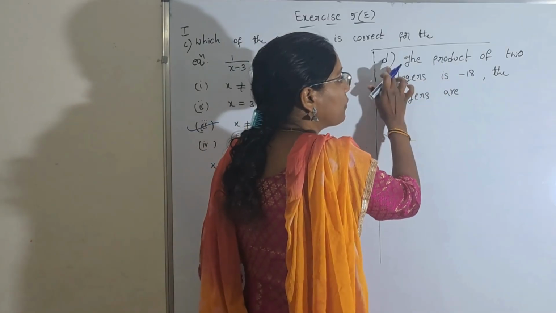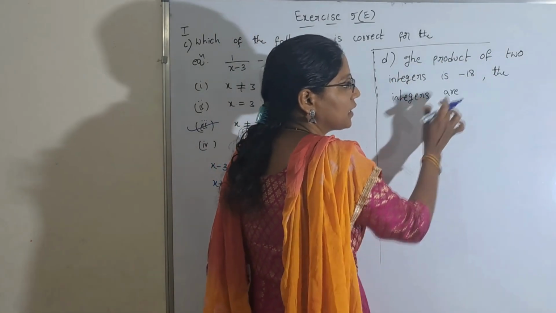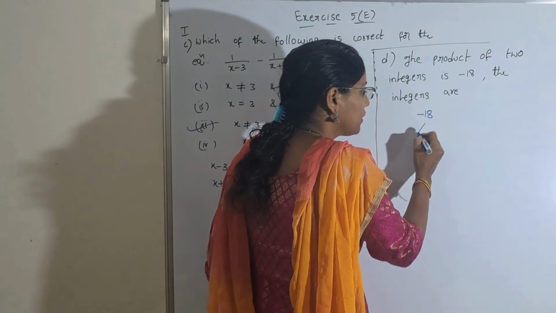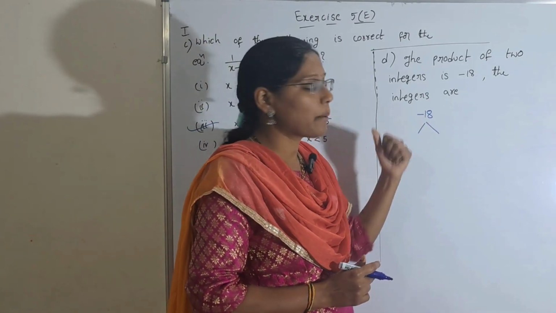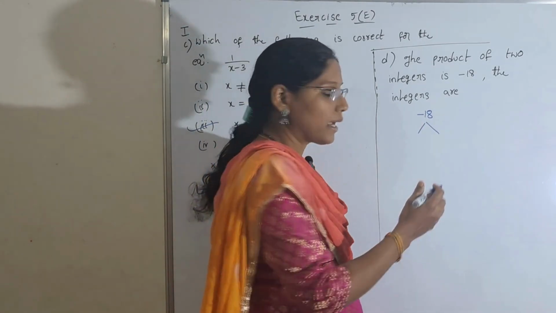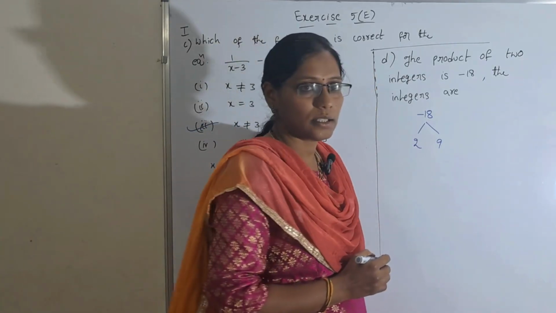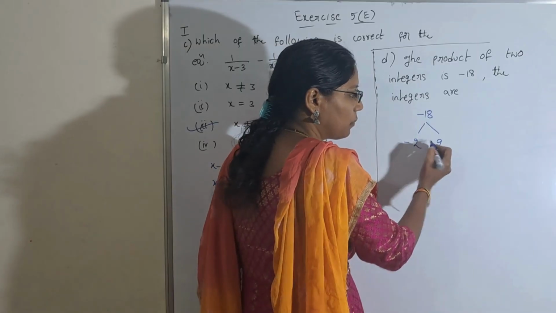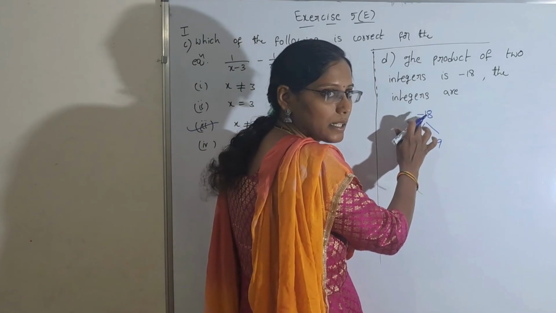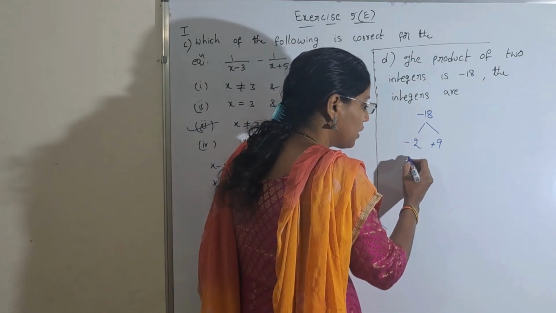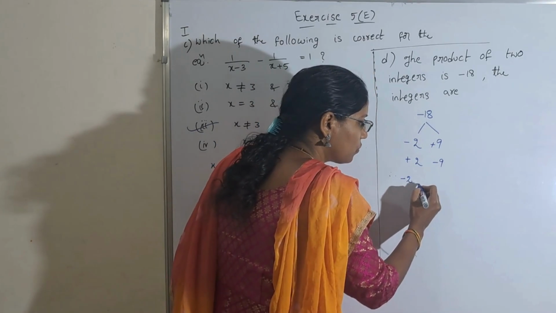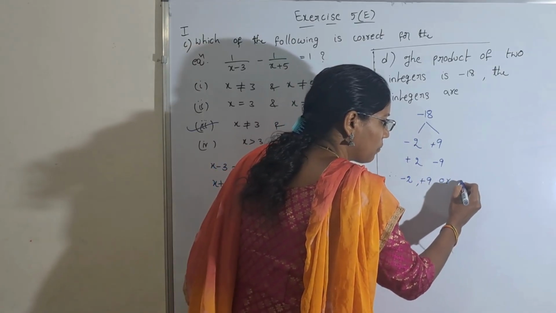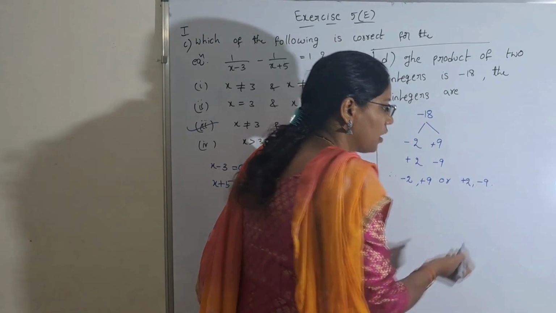Next, the D problem: the product of two integers is minus 18. Any two integers we have to take, multiplying to get minus 18. 2 nines are 18. Here minus 2 plus 9, minus into plus is minus, 2 nines are 18. Otherwise here plus 2 and here minus 9. So what are the factors here? Minus 2 comma plus 9, or plus 2 comma minus 9. These are the factors.